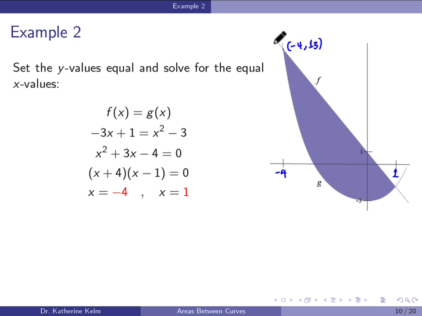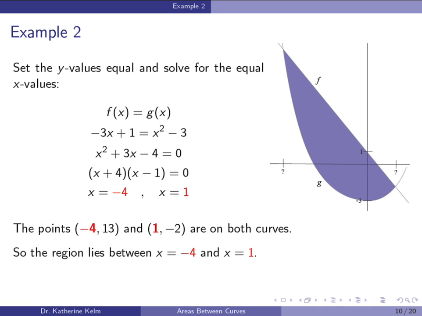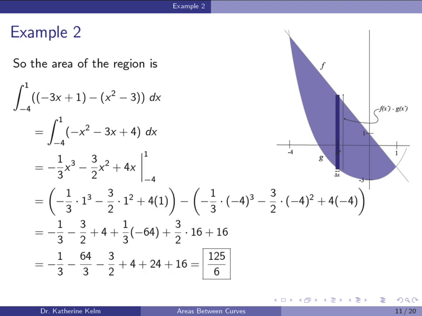So this is the point -4, 13. And if we plug in 1 to either function, you can check that we get -2. So the points -4, 13 and 1, -2 are on both curves. So the region lies between x equals -4 and x equals 1.